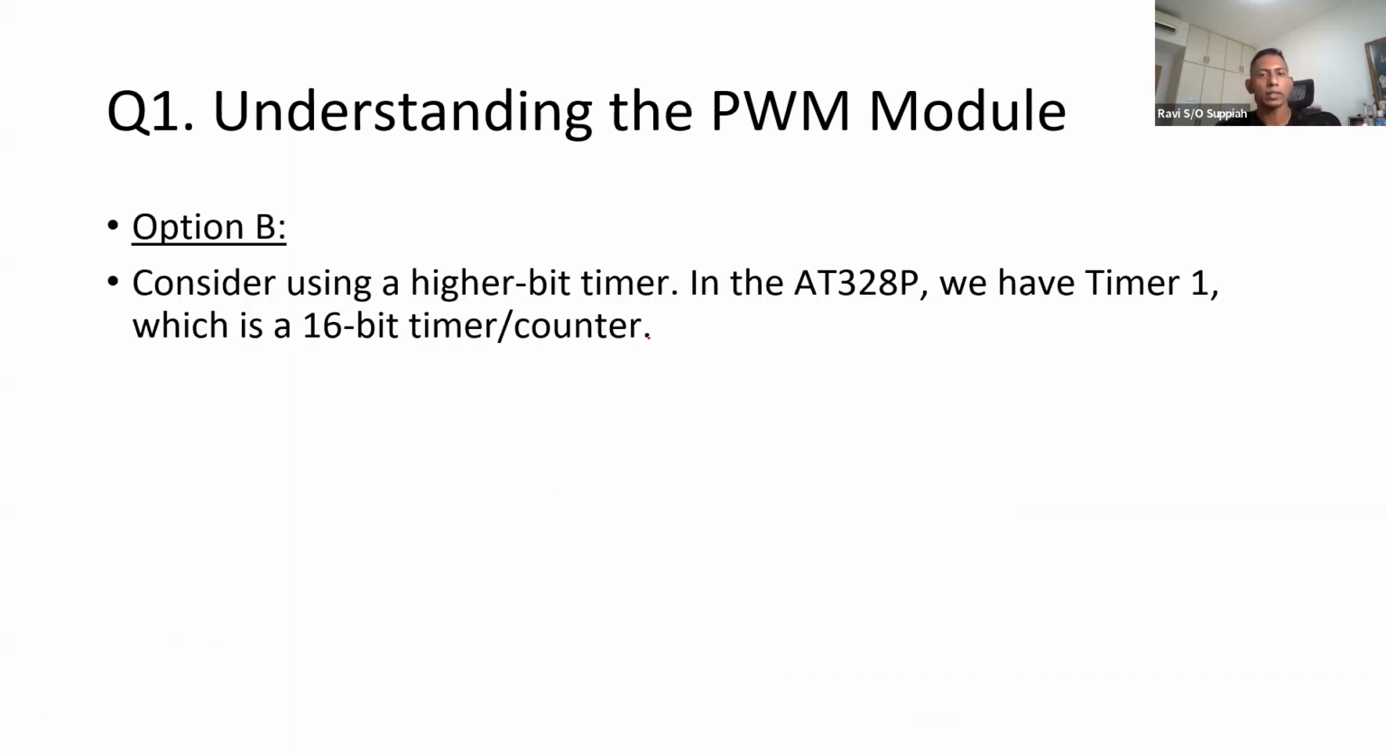The other one is of course using the higher bit timer, which is timer 1. In timer 1, you have a 16-bit timer, which means that even with the same settings, it will take a longer time to hit. So with timer 1, I can hit the value at a much longer delay. That is what you saw also in the studio.